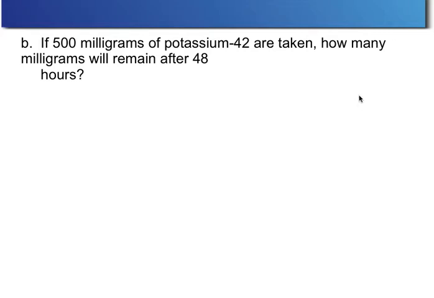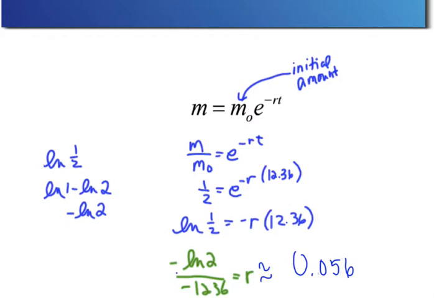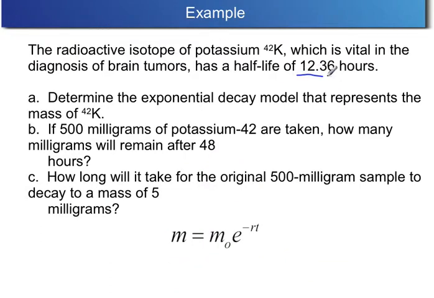So basically, we were just taking our model that we developed, m equals m sub 0 times e to the minus r, which we determined was 0.056 approximately, times t. And it's telling me I want to know how much is left after 48 hours. One thing that is very important is this says 48 hours. I better be certain that the half-life was given to me in hours. Otherwise, I have to do some conversion. And in this case, it was, so we're fine.